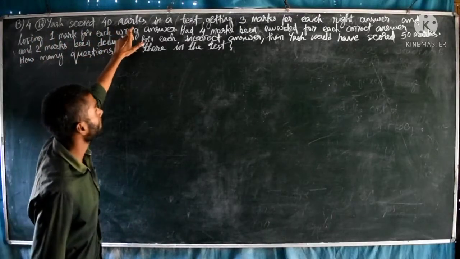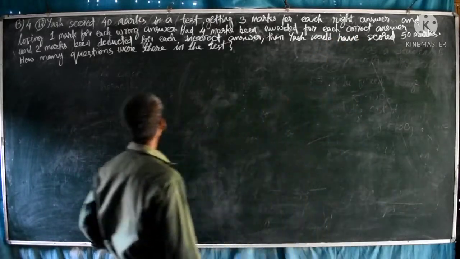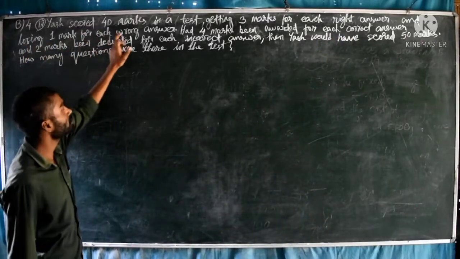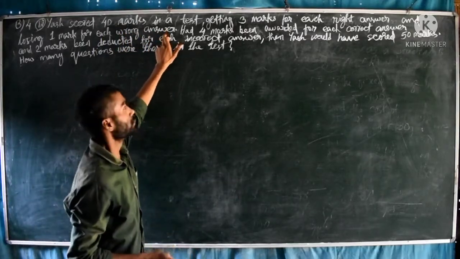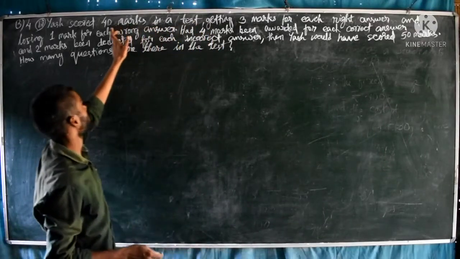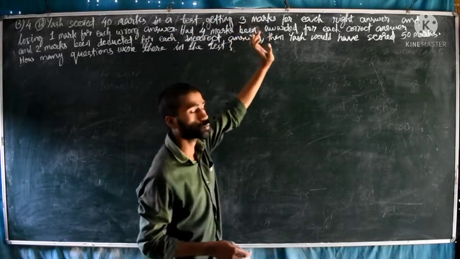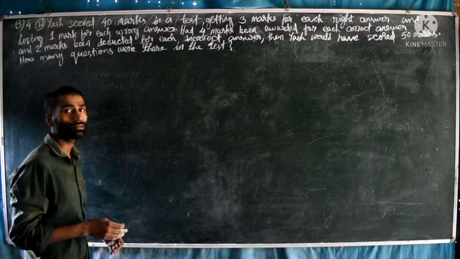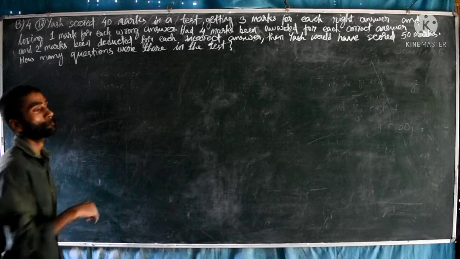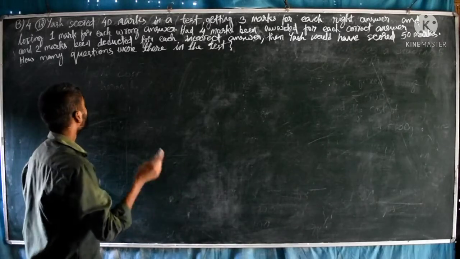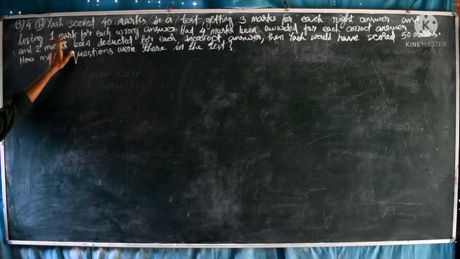Yash scored 40 marks in a test, getting 3 marks for each right answer and losing 1 mark for each wrong answer. What does it mean? It means that in a test he got a total of 40 marks. In that, 3 marks were awarded for correct answers, that means the answers are right. For each correct answer he got 3 marks. But at the same time, for each incorrect answer, if the answer was wrong, then 1 mark was deducted from it.